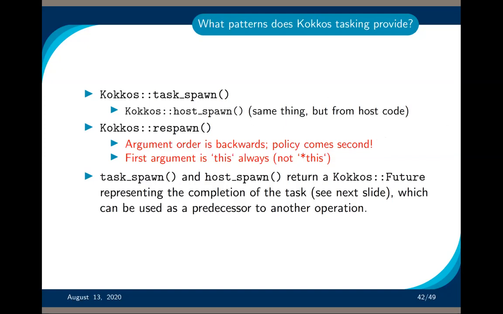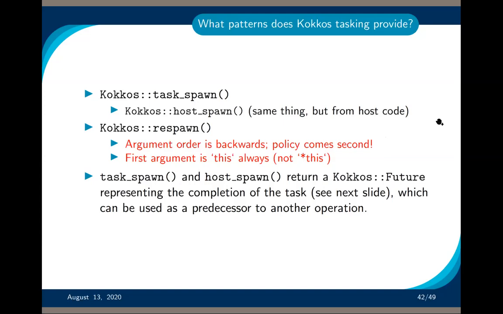And so host spawn does still do a spawn through the runtime system, whereas task spawn just enqueues into the Kokkos tasking system. Kokkos respawn is not really a proper pattern. It doesn't follow the same rules. The argument order is backwards and the first argument is this, not star this. There are reasons for that that are historical.